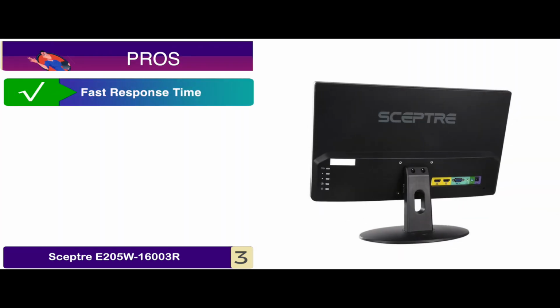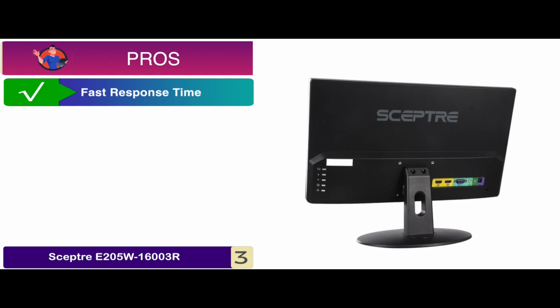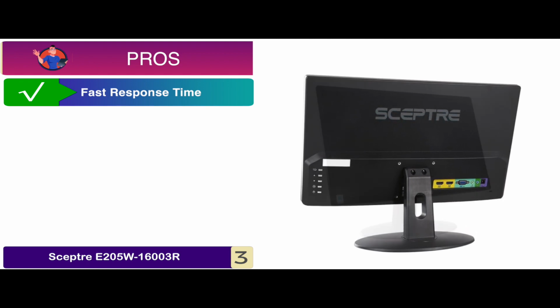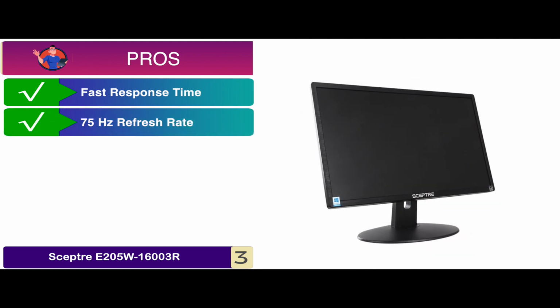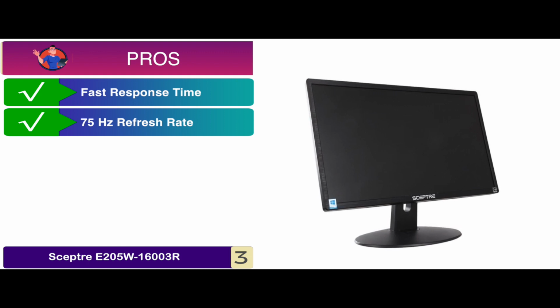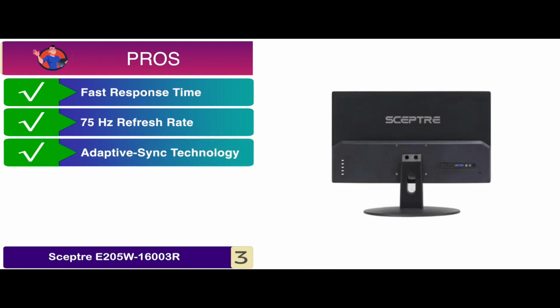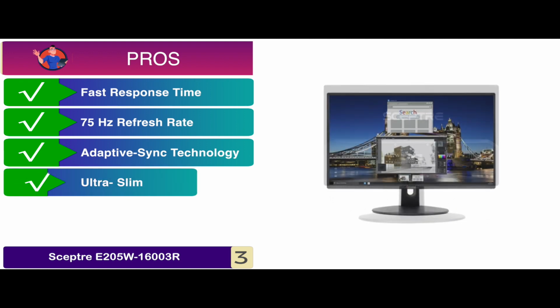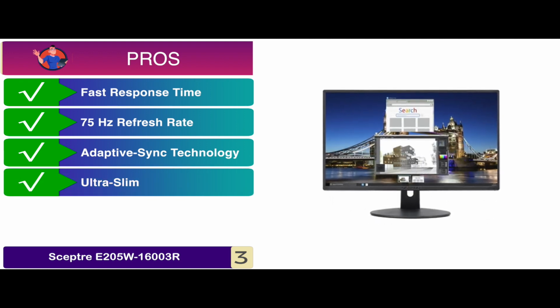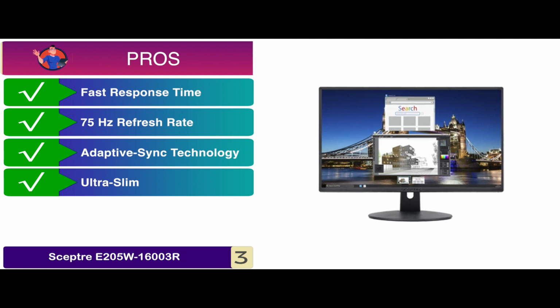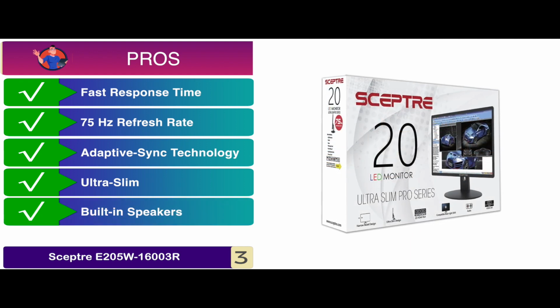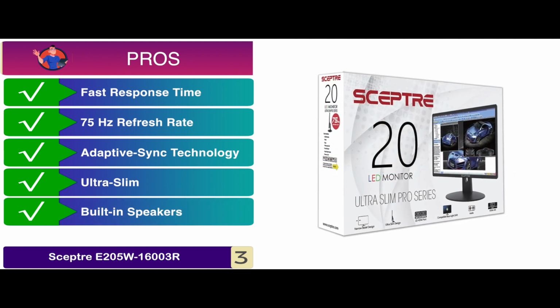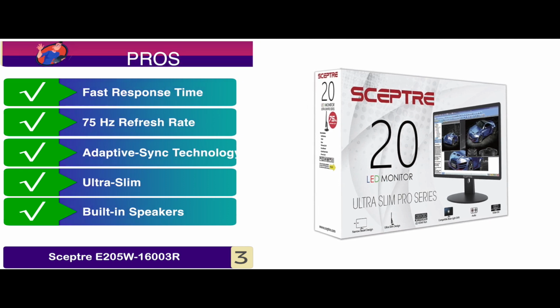Its pros are: the fast response time greatly reduces blurring and ghosting. It provides a 75 Hz refresh rate for smooth and fast image quality. It eliminates tearing and stuttering by means of the adaptive sync technology. It has an ultra-slim and modern design, which allows one to save space as it's portable. And it comes with built-in speakers, which offer office-level audio conference calls and meetings.